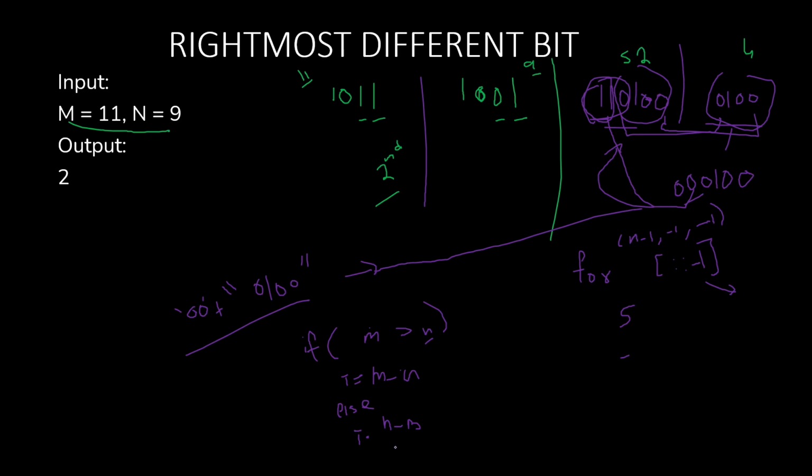Now we got the t value. Suppose we take this 52 and 4 example only. Here we have a difference of 2. In this case, m is greater, 52 is m, so it has a greater length. So we got the difference of 2. Now t will be equal to 2 here.